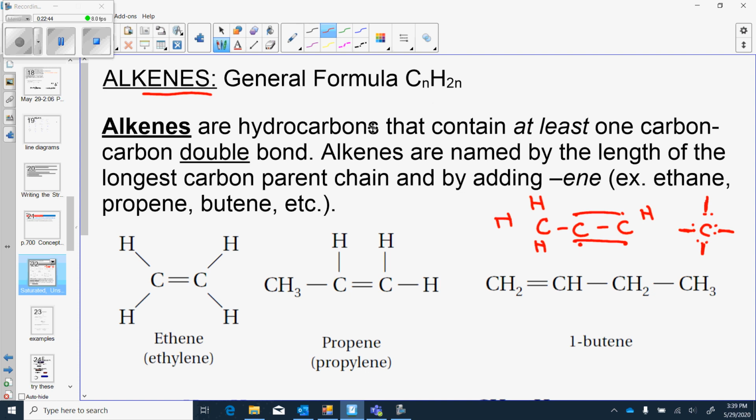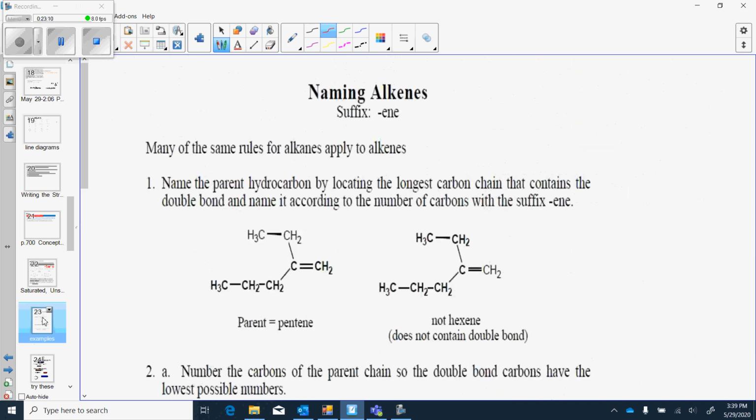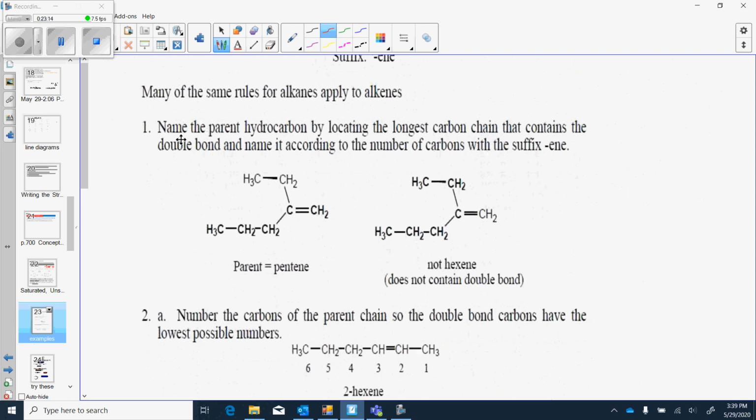Important to remember. What can I tell you about these guys? They have to have at least 1 double bond. They are essentially acting very, very similar to your alkanes. There's a few differences, but they act quite similar to your alkanes. Key here, understanding the difference between saturated and unsaturated. Naming here again, I can't go through all the examples, but I'll go through a couple examples here.